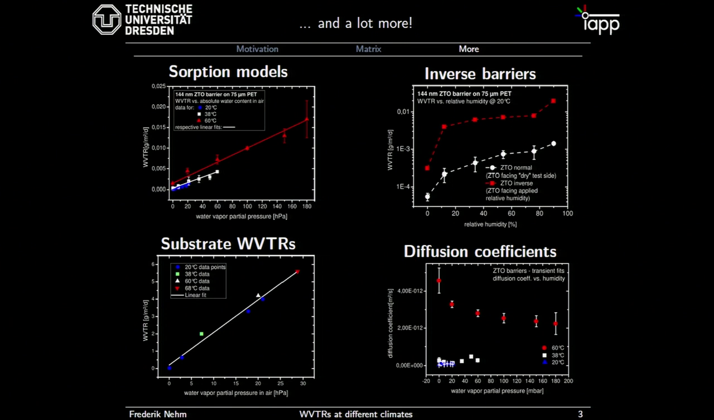And we have done some fitting routines for the transient regimes before the calcium test reached the steady state behavior, and we could extract some diffusion coefficients and concentrations of water inside the barriers inside the calcium test. So if any of you would like to discuss either these results or anything related to barriers, encapsulation, or the calcium test, I would be happy to see you at the poster. Thank you.